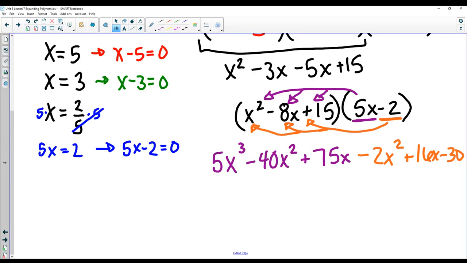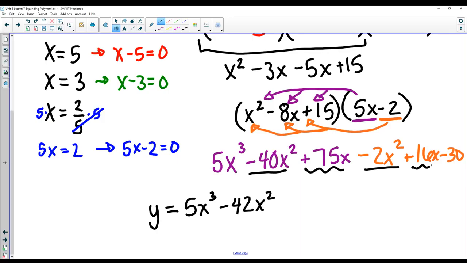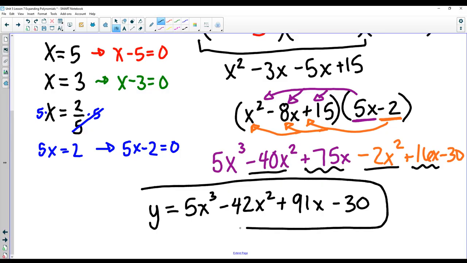So now that you've distributed -2 to all those pieces, now we just want to take a second to combine like terms. We want to remember that it has to be an equation. So we have a 5x cubed minus 42x squared, 91x minus 30. And that would be our polynomial.